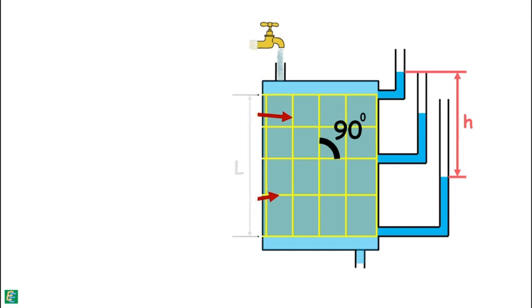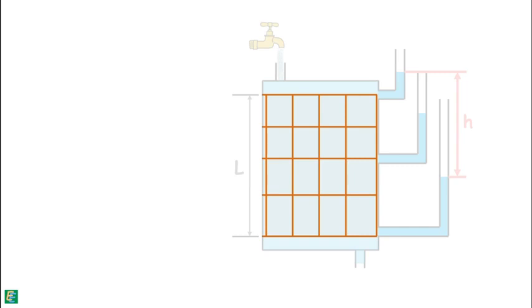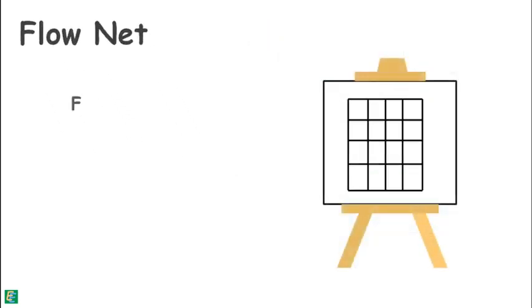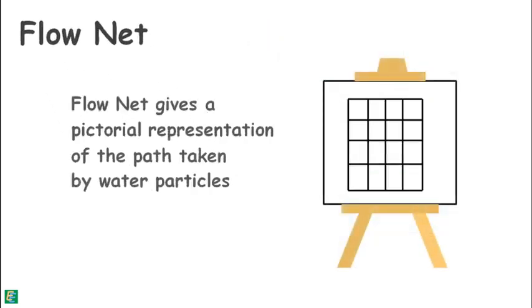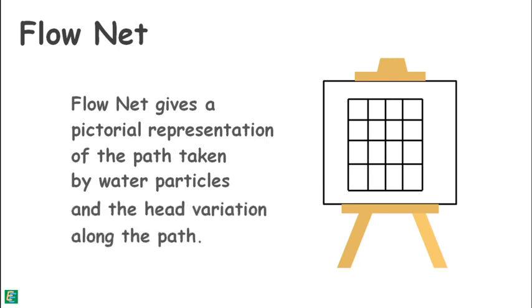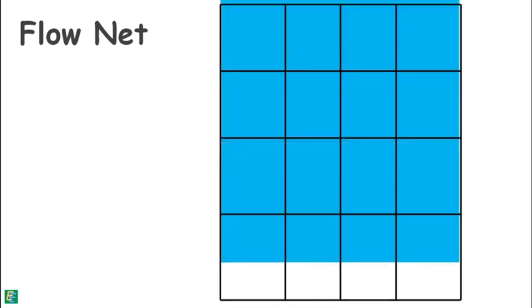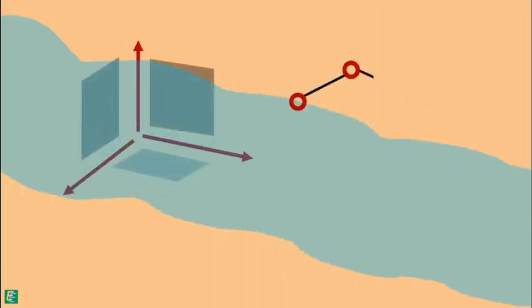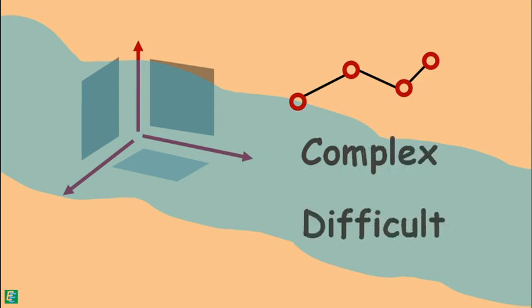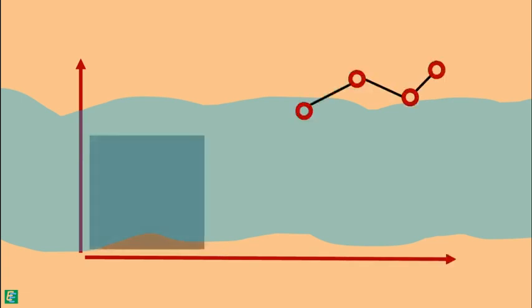We can see these lines form a kind of net, and this net is called a flow net. A flow net gives a pictorial representation of the path taken by the water particles and the head variation along the path. This is a very simple flow net, and it is only for unidirectional flow in soil. But for multidimensional flow, the flow net may be very complex. Generally, the flow of water in soil is three-dimensional, and analysis of such flow is too complex and difficult. So, we simplify the flow situations to two dimensions and analyze the flow.